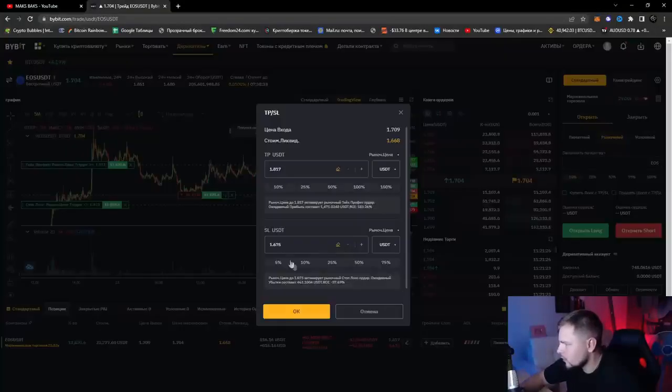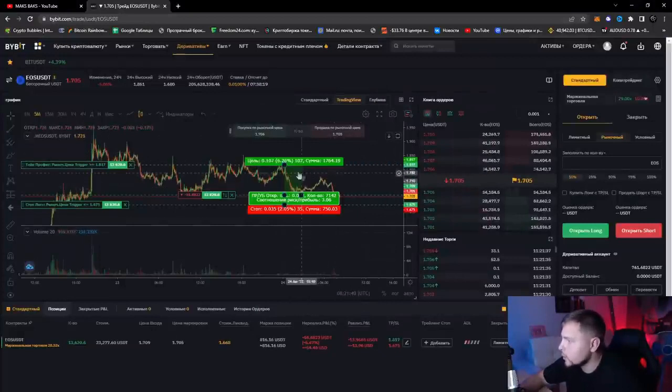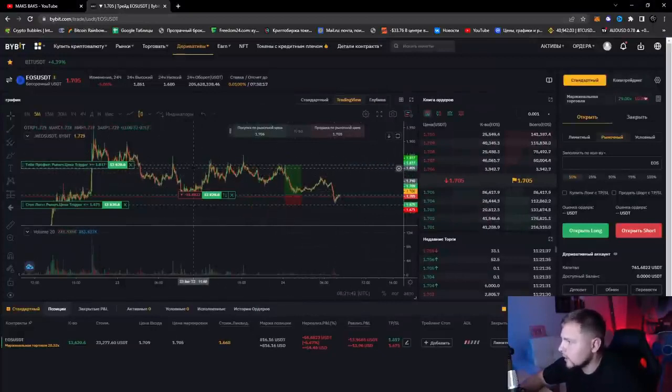SL is set at $16.75, which is approximately $463, and if our trade goes well, we end up with a profit at $14.71. It's a 1 to 3 trade, I would say, well, almost 1 to 3, quite a competent one, plus the take profit is quite clear to us.